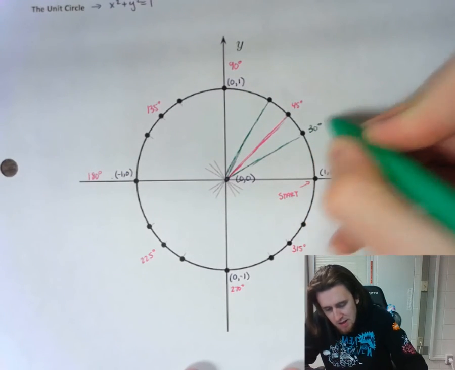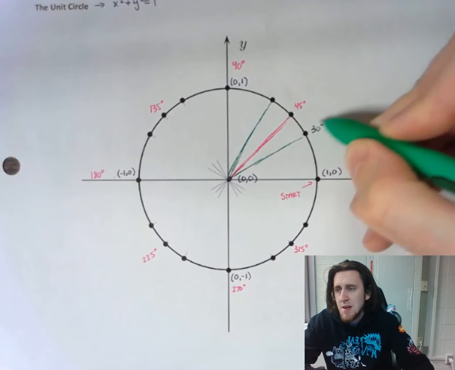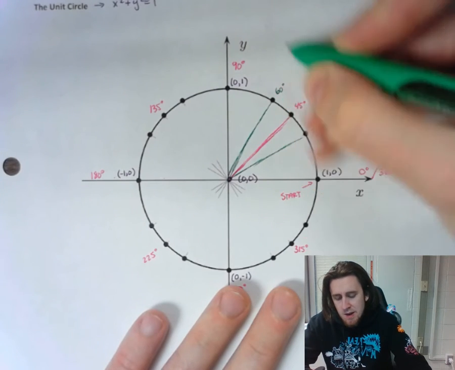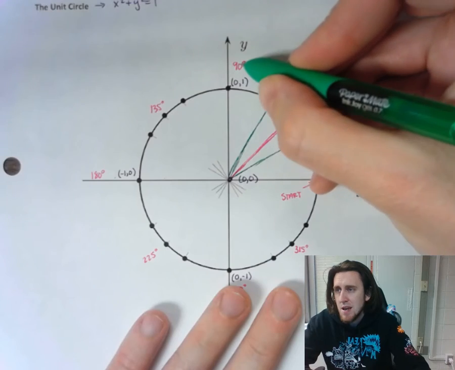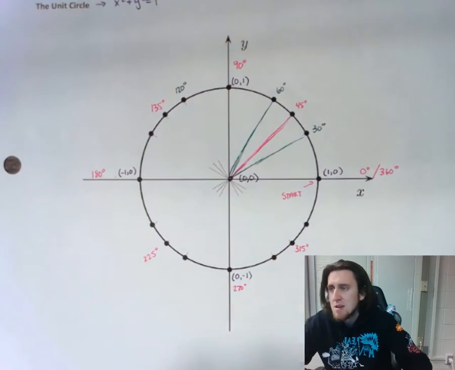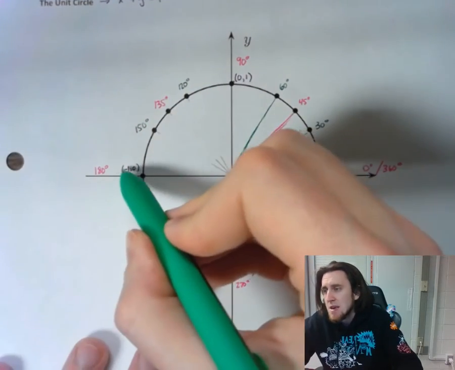It's 30. Okay, so every time I go this distance around the circle, that's 30 more degrees. So if I add 30 again, we get 60. If we add 30 again, going that same distance, we get 90. If I add 30 again, I get 120. And then 150. And then 180.